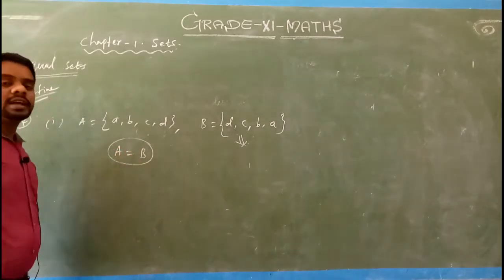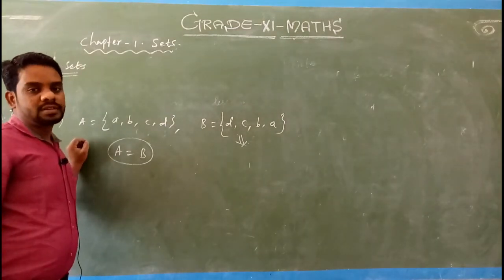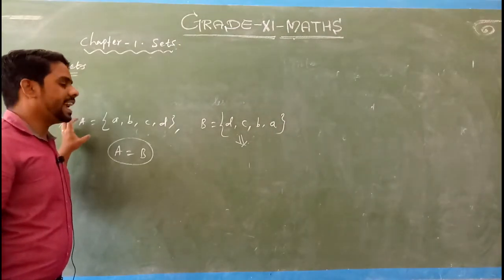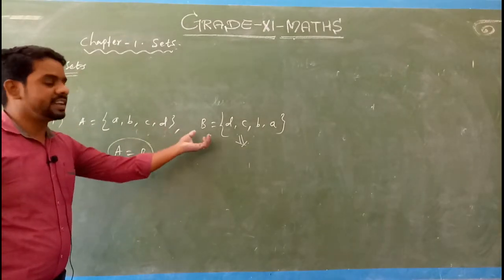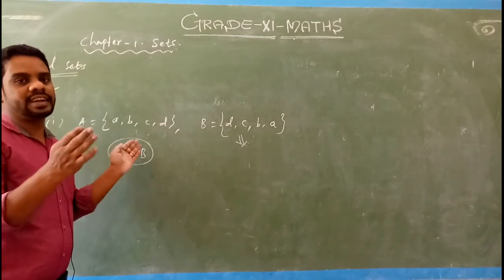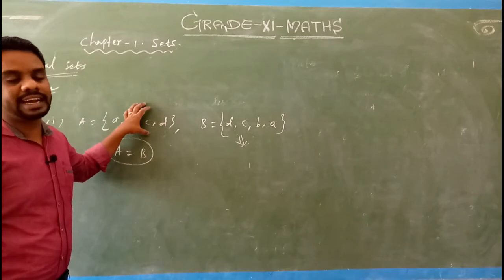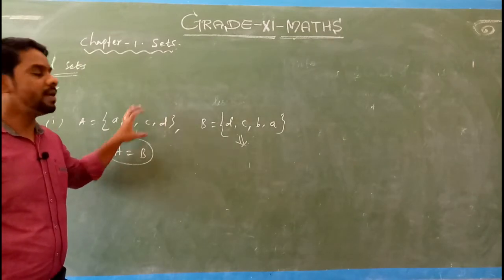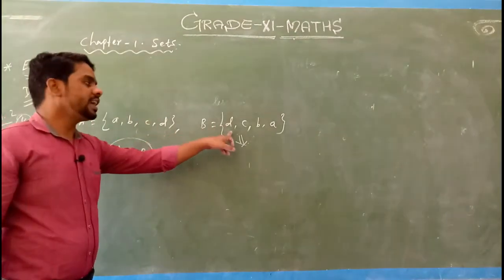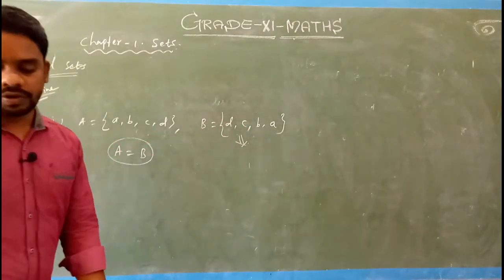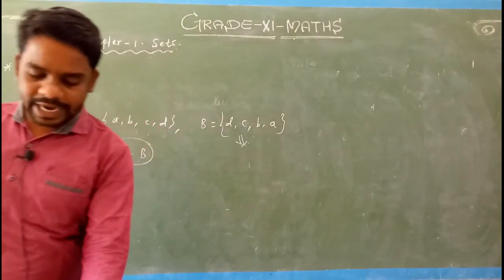A and B are equal because the elements of the two sets are the same. The two sets A and B have the same elements, but the listing order is different. The order is different, but the elements are the same. So exactly the same elements. Okay, so the two sets A and B are equal: A, B, C, D and D, C, B, A, same elements. So A and B are equal. That was the first question, equal sets. And next, the second one.